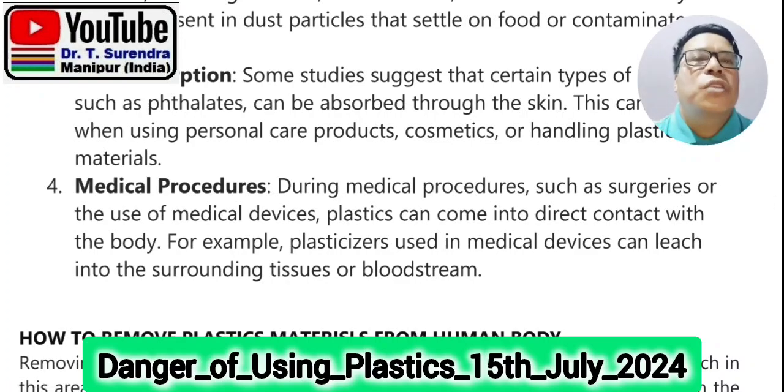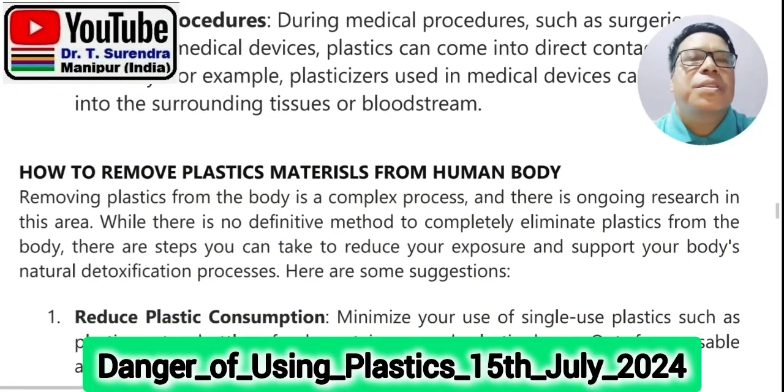Medical procedures. During medical procedures, such as surgeries or use of medical devices, plastic can come into direct contact with the body. For example, plasticizers used in medical devices can leach into the surrounding tissue and bloodstream.